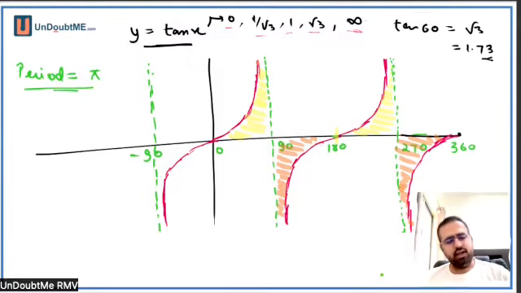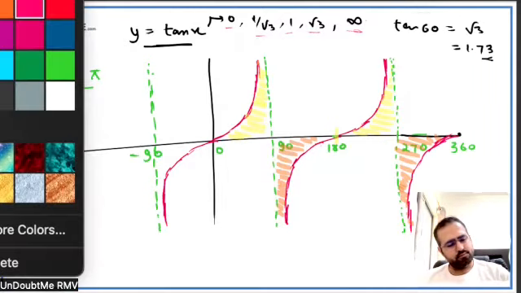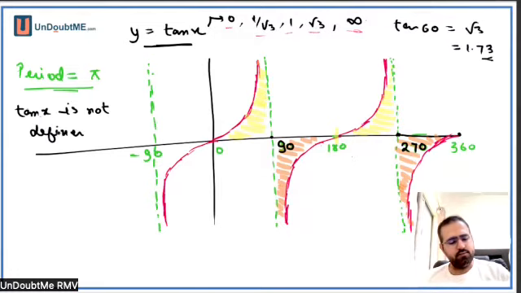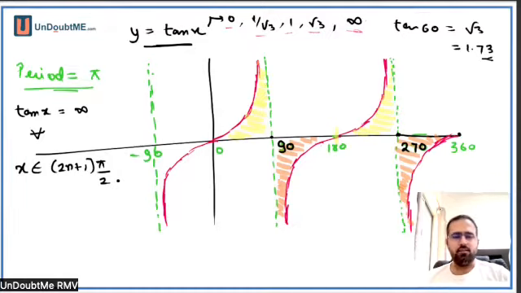Okay, 90 and 270. 90 and 270 are the points where tan is not defined. Okay, so I will write these are all conclusions which we can draw from here. Tan x is not defined. Let us write like this. Tan x is equal to infinity for all x belongs to, you just see how I'm writing, 2n plus 1 pi by 2. Pi by 2 is 90.